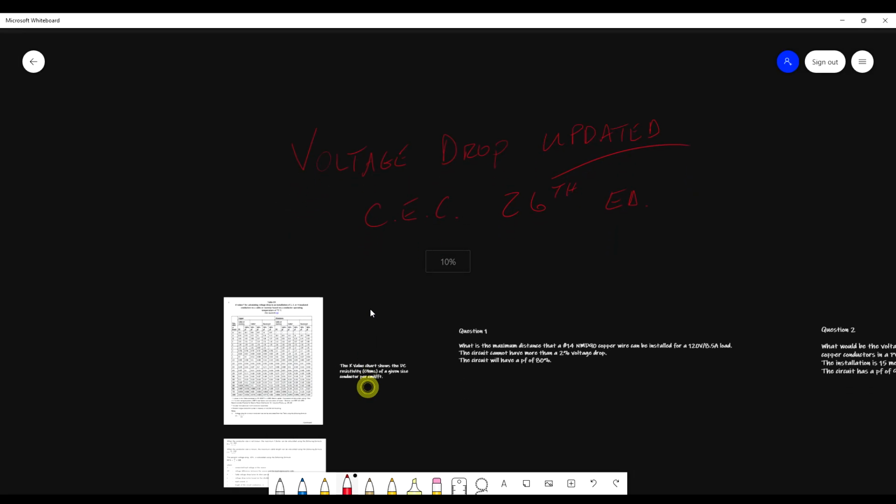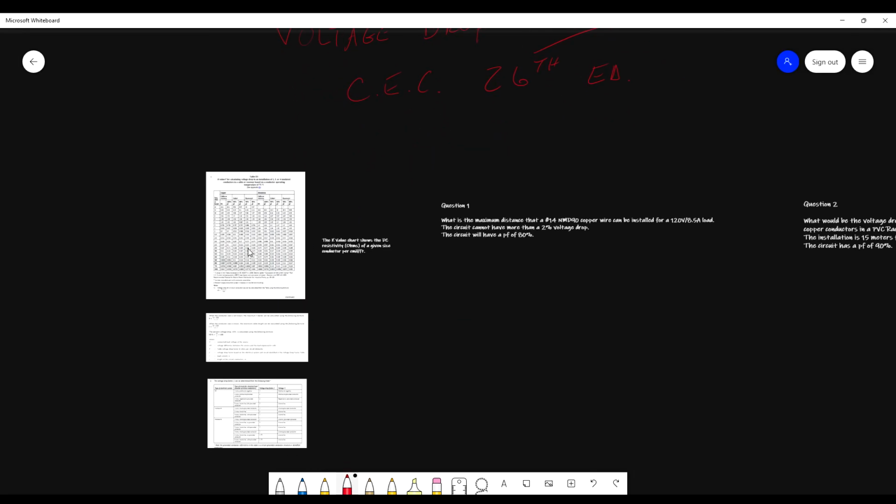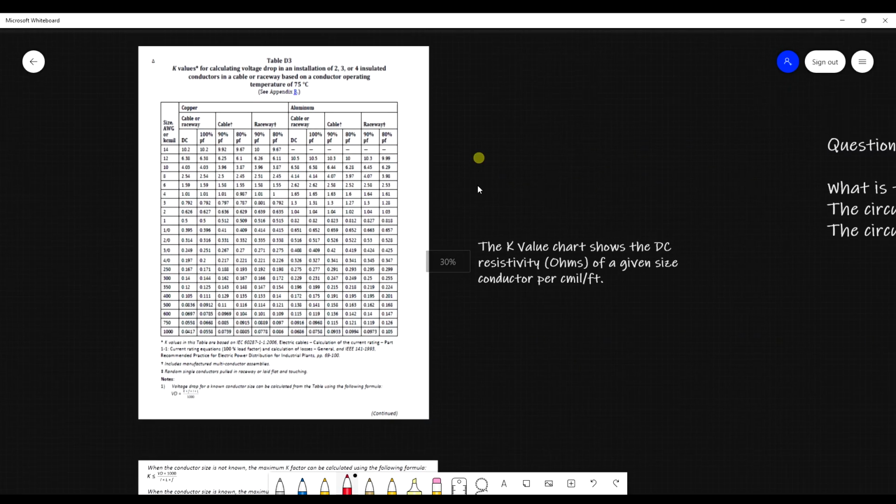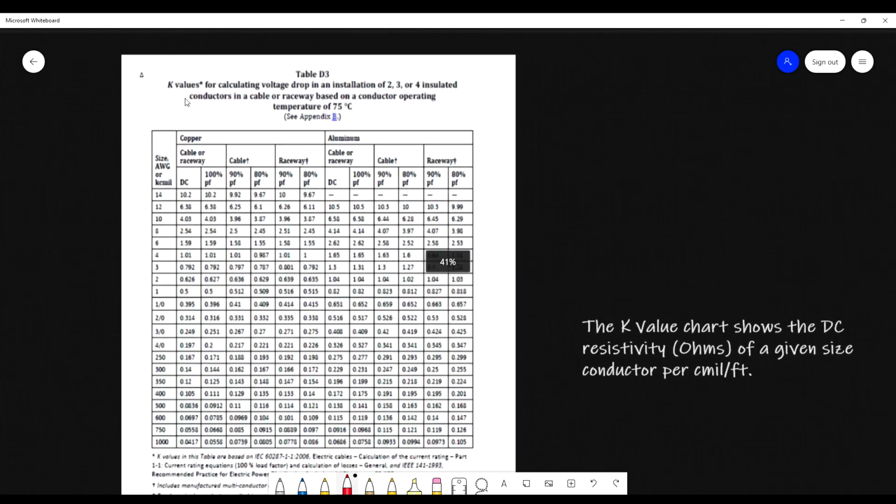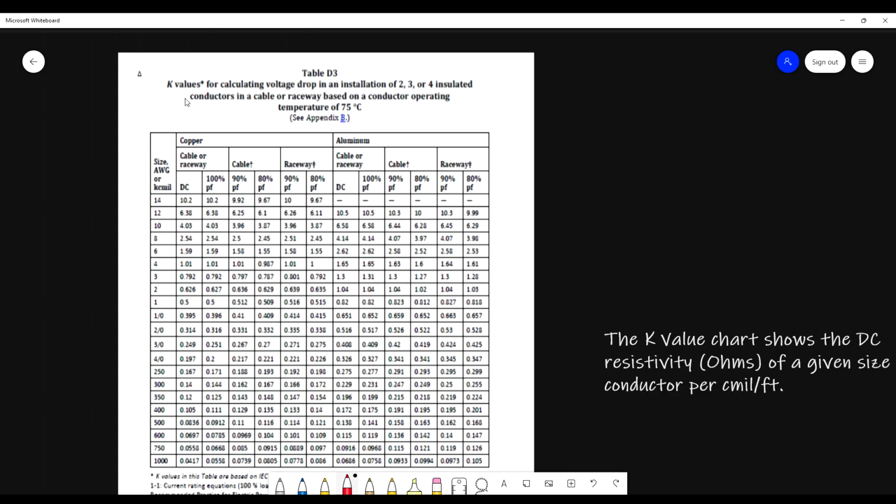Okay, so let's just go right to D3. And again, this all comes from 8102. One of the first things you're going to notice is now they have this chart called K values. K values for calculating voltage drop in an installation of 2, 3, or 4 insulated conductors in a cable or raceway based on a conductor operating at 75 degrees. Well, that one's interesting because most of the time your conductors are based off 75 degrees when you're connecting to equipment that is only rated for 75 degrees.